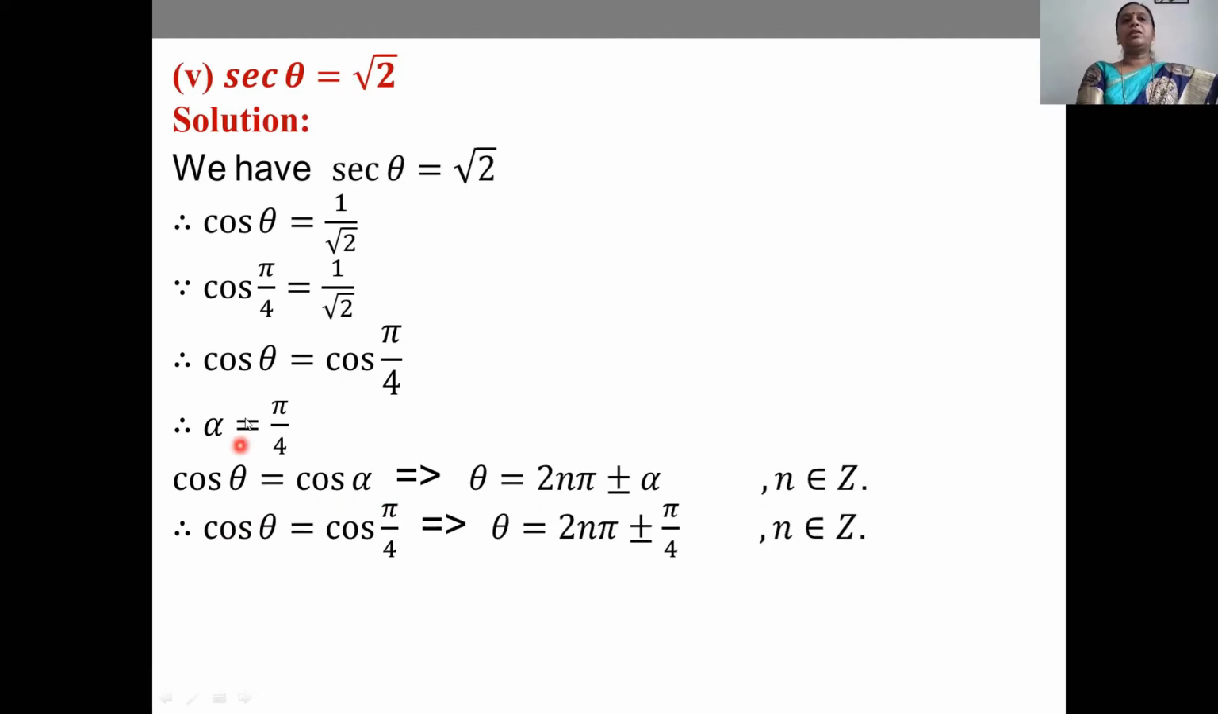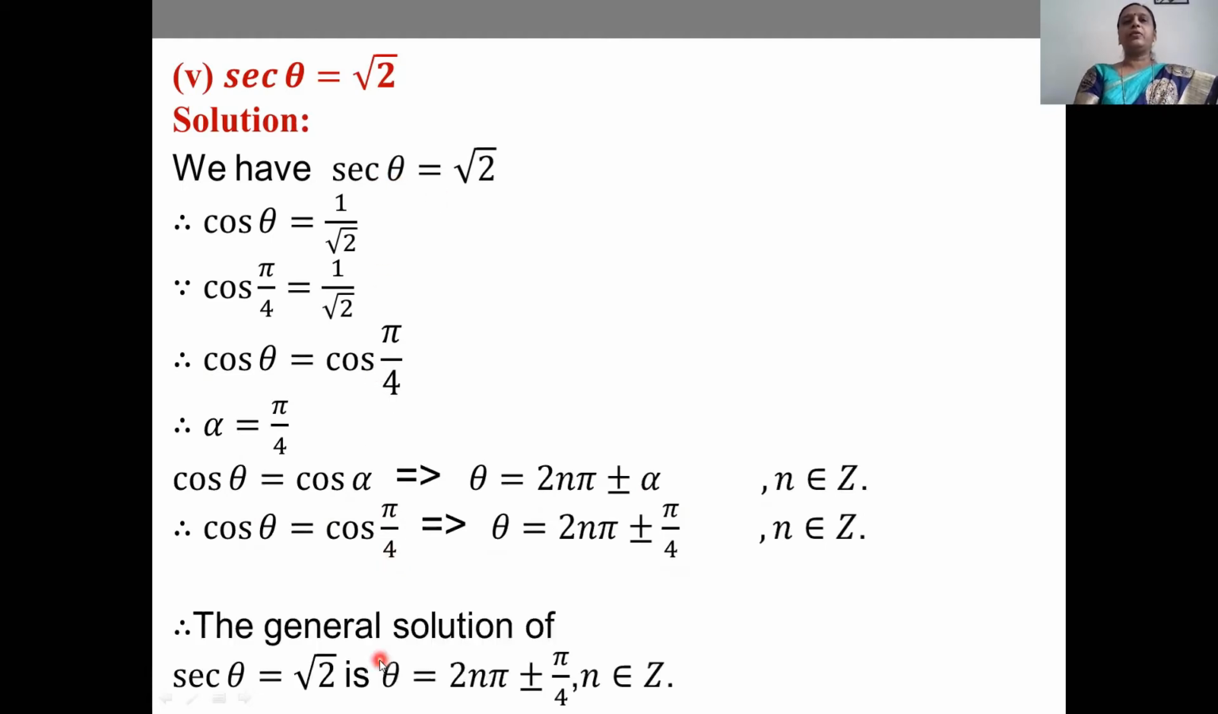Now, write down this equation cos theta is equal to cos pi by 4 as it is. Therefore, cos theta is equal to cos pi by 4 implies that theta is equal to 2n pi plus minus pi by 4. Here the value of alpha is pi by 4. I have put that value here, where n belongs to Z. Now this cos theta is equal to cos pi by 4 is nothing but sec theta is equal to root 2. Therefore, in the last step, you write down the general solution of sec theta is equal to root 2 is theta is equal to 2n pi plus minus pi by 4, n belongs to Z.